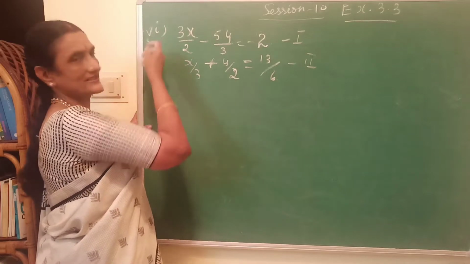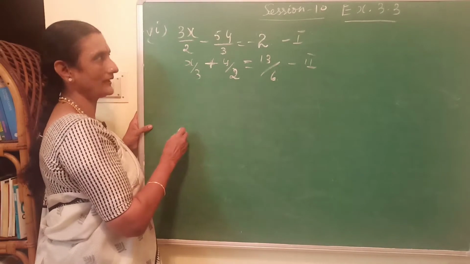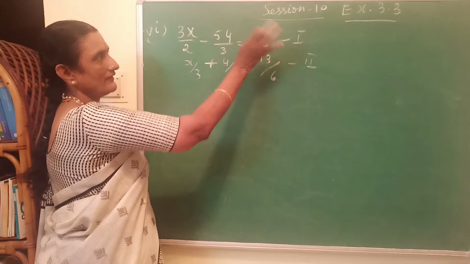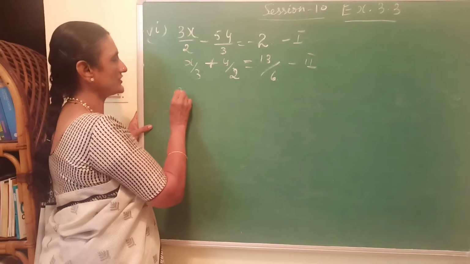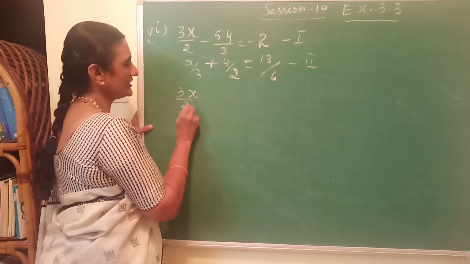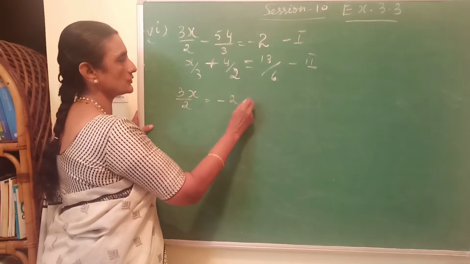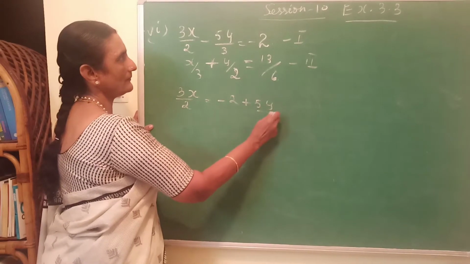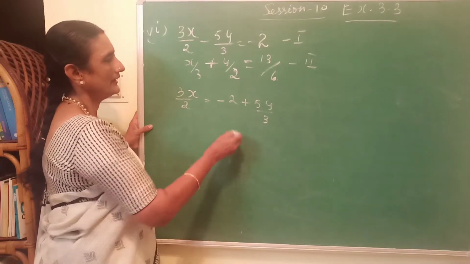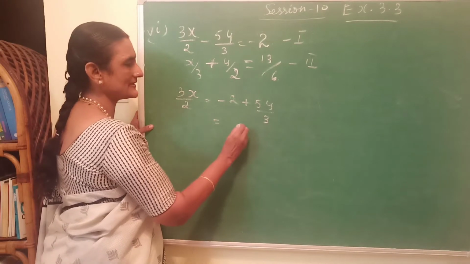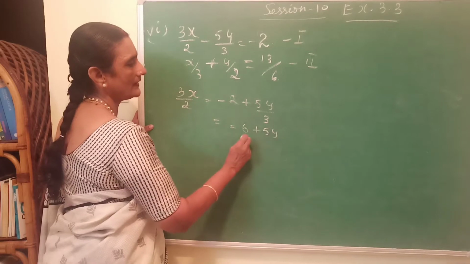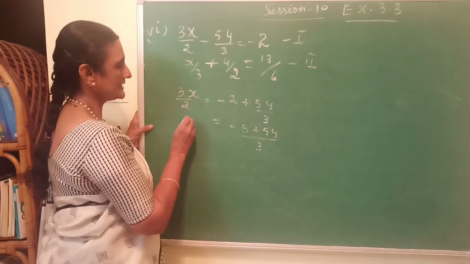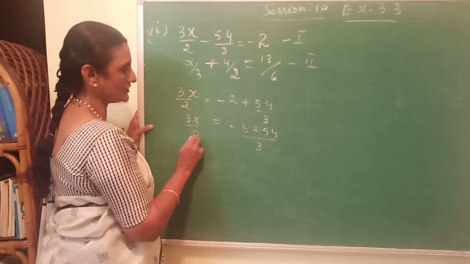This is the sixth subdivision of exercise 3.3. Now as usual we number the equations. Let us take the first equation. So 3x by 2 is equal to minus 2 plus 5y by 3. Okay. Now we are going to balance this. So we'll get minus 6 plus 5y by 3, which is equal to 3x by 2.